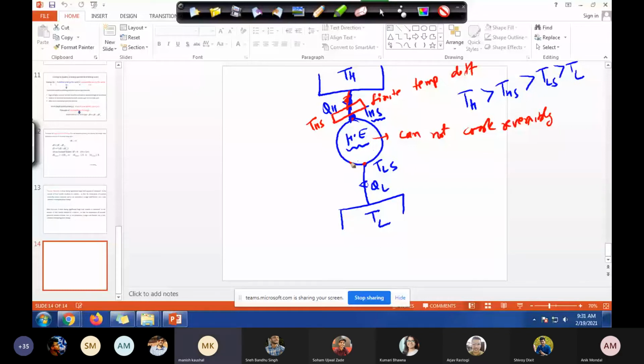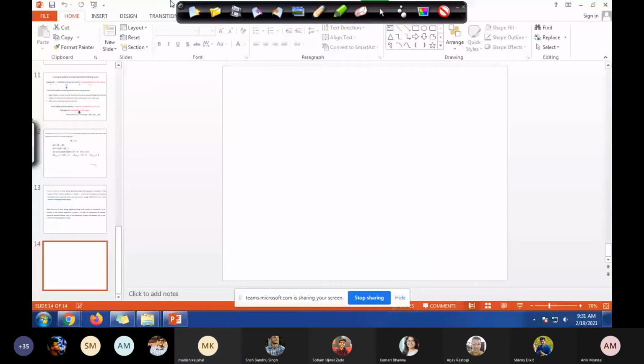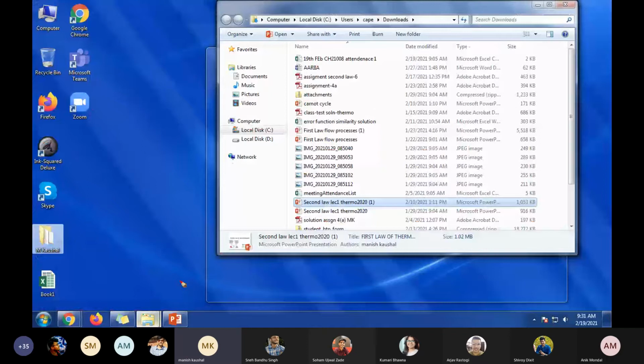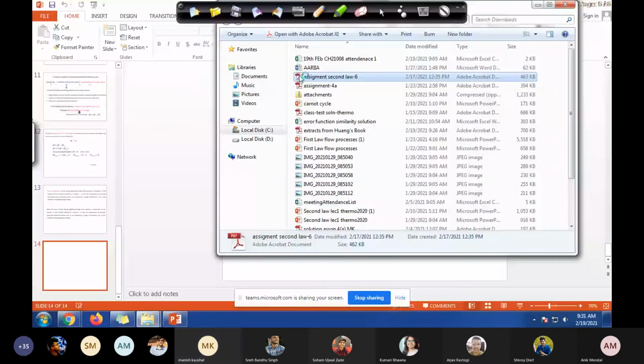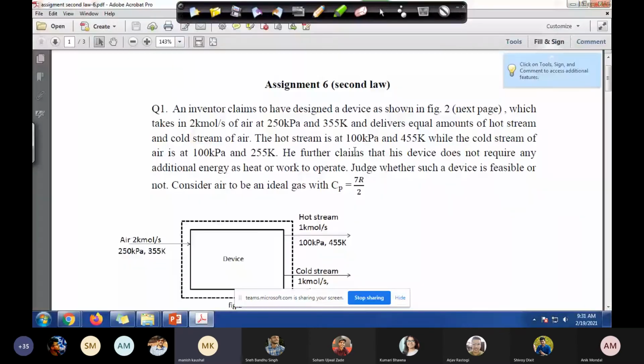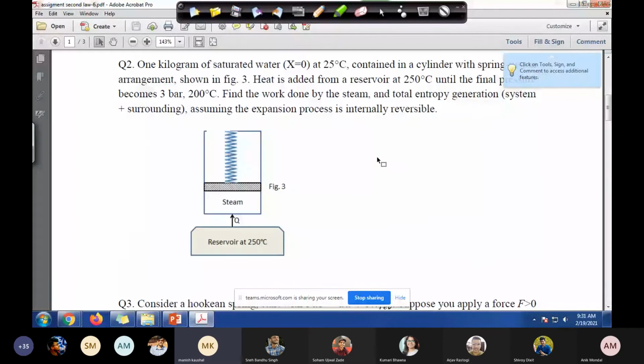So let's go to the last class problem. I'll open it for you. Problem one has no problem, but problem two we got stuck on, whether it is internally reversible or what.